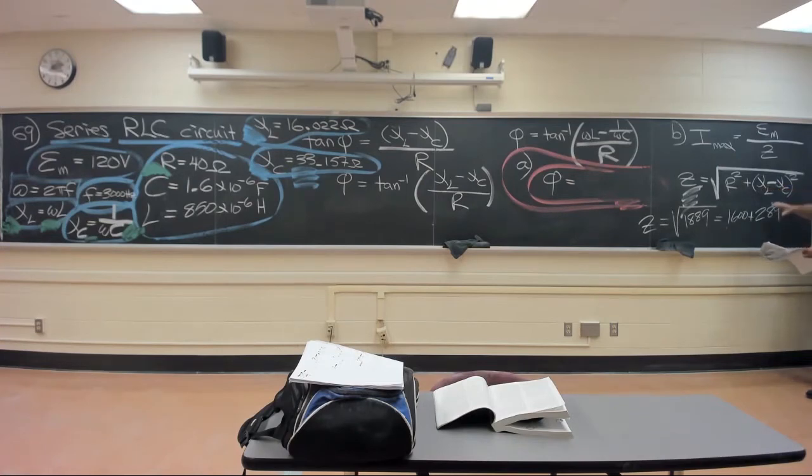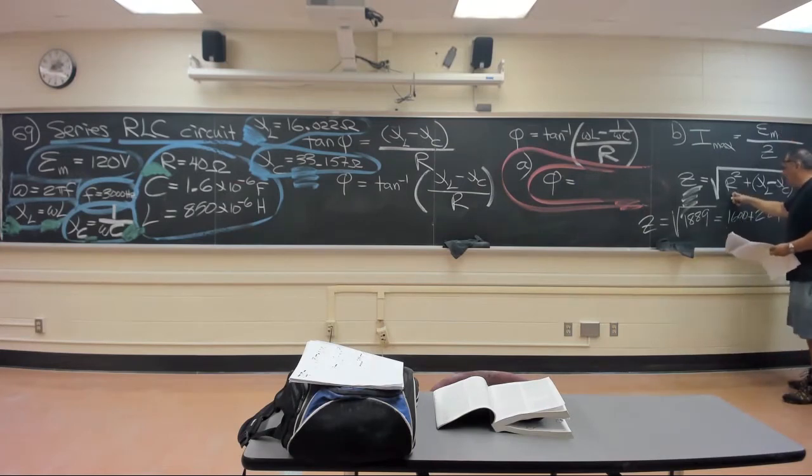The circuit's not in resonance. But if it was, you'd go 40 squared to get 1600. The square root of 1600 is 40. 120 for the max EMF. 120 divided by 40 is 3 amps.